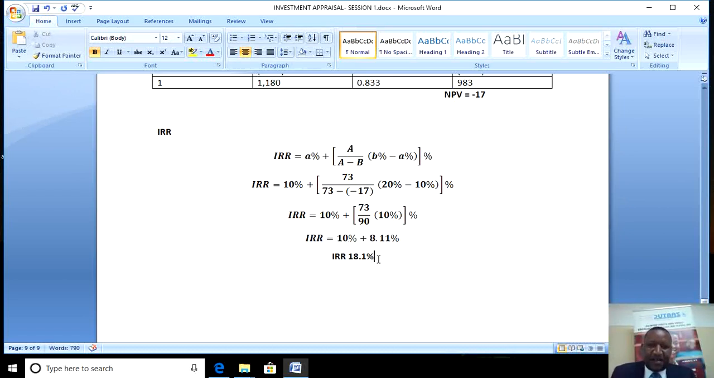Well, that's how we calculate the internal rate of return. So calculate the NPV at the two given rates and then find a rate that can give you the NPV of 0. So 18.1% will result in the NPV equal to 0.